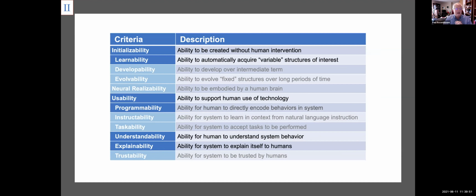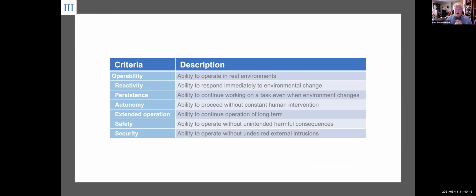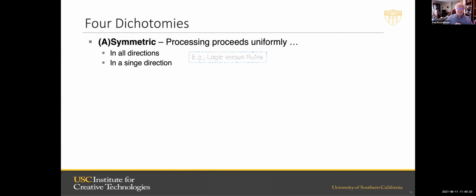Here's the second group. So initializability, which we'll focus on in terms of learnability, which I've already mentioned. Usability, again, this is across AI and cognitive modeling. So some of these may be more important to certain efforts than to others, but usability in many efforts is important. And here we'll focus in particular on programmability, understandability, and explainability. And there are a whole bunch of operability criteria, which again are not the focus in this work.